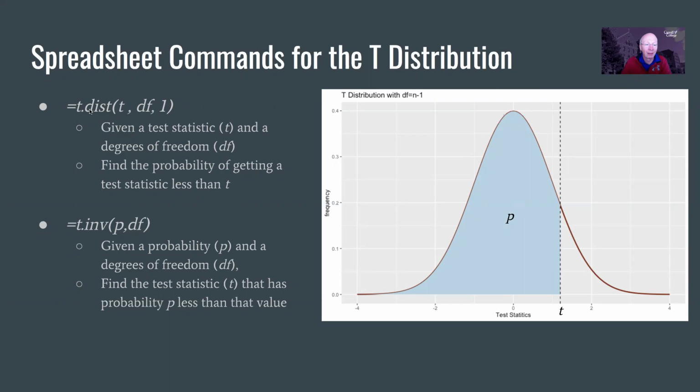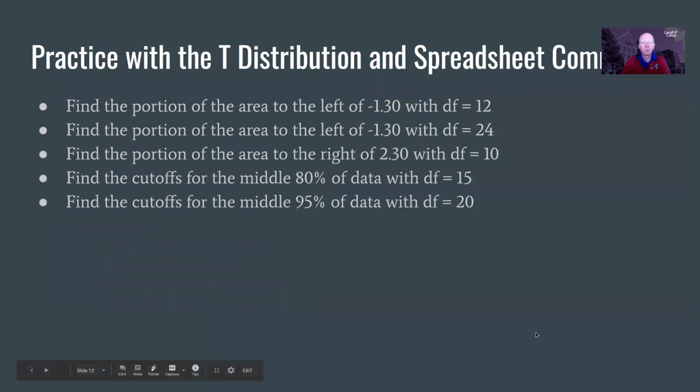That is t.dist. T.inverse does this backwards. If I have the degrees of freedom, so again, the shape of the curve, basically, and the p, the probability, T.inverse will return for me the test statistic. So let's try a few.